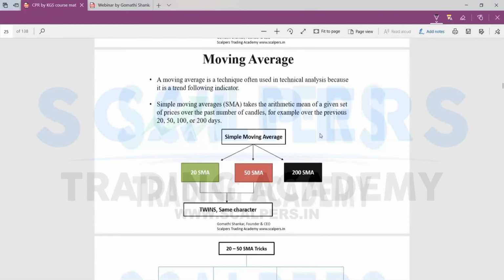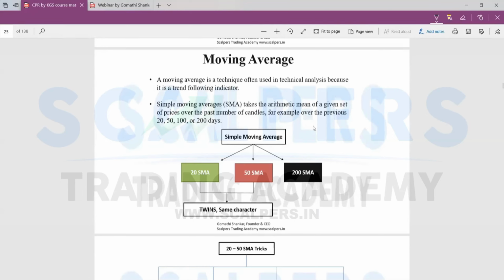Now we are going to see moving averages in depth. In moving averages, we are going to use only the simple moving average. There are many types of moving average, like simple moving average, exponential moving average, weighted moving average, and another type called Hull moving average. There are also double exponential and triple exponential types. But we are going to follow only the simple moving average.